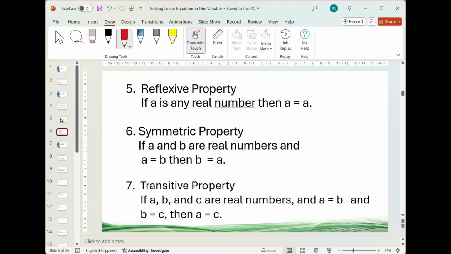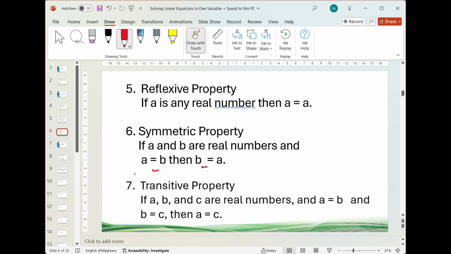Number 5, reflexive property. So if A is a real number, then A is equal to A. So totoo naman yun, ano? Next, we have symmetric property. So if A and B are real numbers and A is equal to B, then B is equal to A. So that is symmetric property.